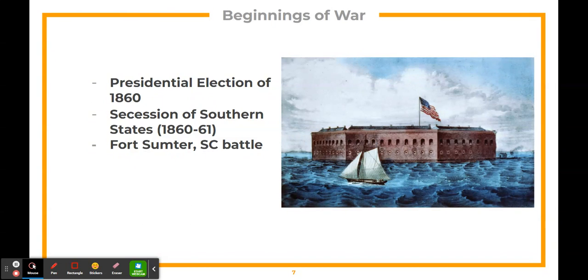So Lincoln tried to resupply this island with resources and not weapons, he assured the South, but they still demanded the evacuation of the North from this island because it was such an essential port to Charleston, South Carolina, which was one of the port cities of the Confederacy. And eventually they attacked the fort and forced the North to evacuate, and this ended up as a victory, even though there were no casualties suffered, but it marked the beginning of the war.